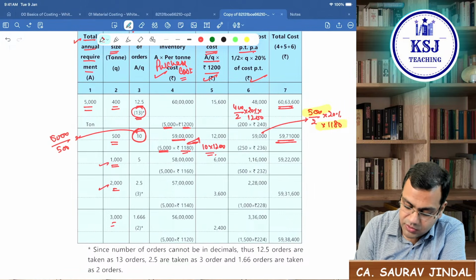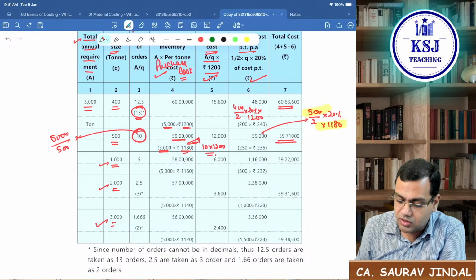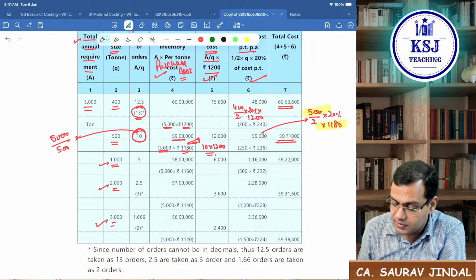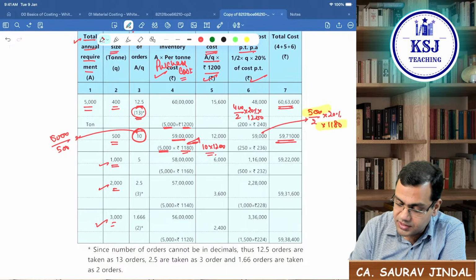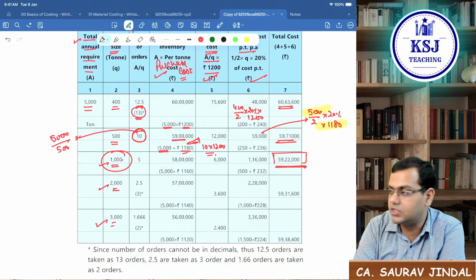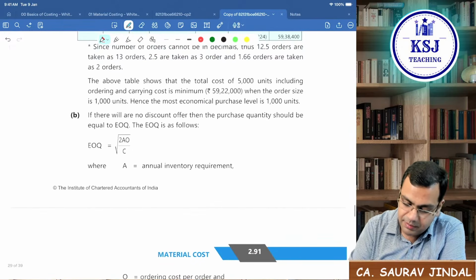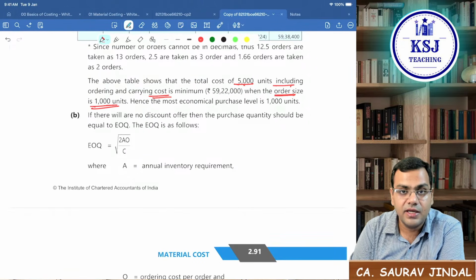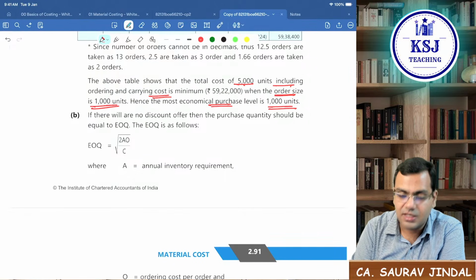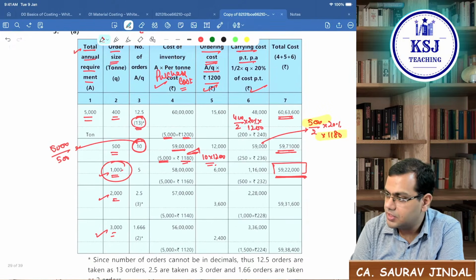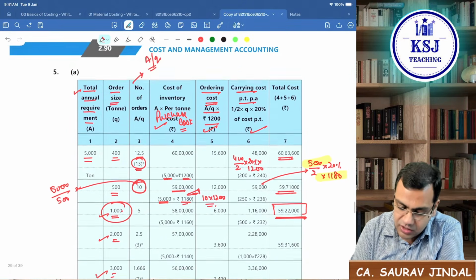Similarly at 1,000, 2,000 and 3,000, you will calculate all the cost and then see where your cost is the least. Right? So your cost is the least at this level, that is when you are placing the order for 1,000 units. The above table shows that the total cost of 5,000 units including the ordering and carrying cost is minimum when the order size is 1,000 units. Hence the most economical purchase level is 1,000 units. Right? So from here we calculate the economical purchase level.